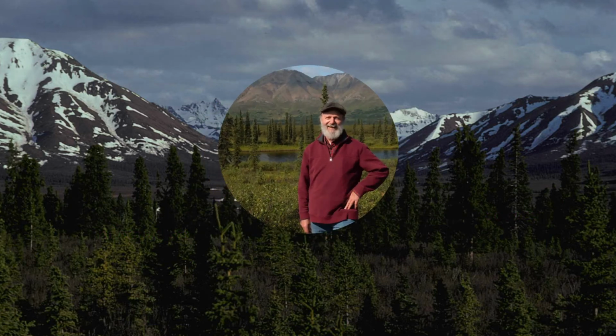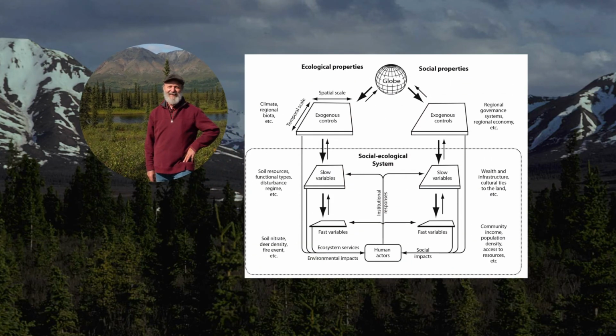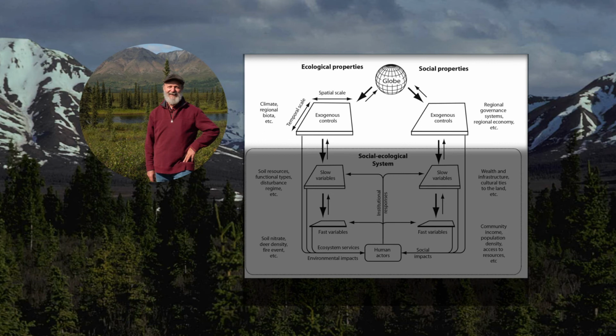So as an example, Terry Chapin and colleagues focused on the sustainability of Alaskan forests under climate change. They developed a framework to illustrate that there are processes and forces exogenous to the socio-ecological system, and those forces influence it. These include regional governance and climate in their case.